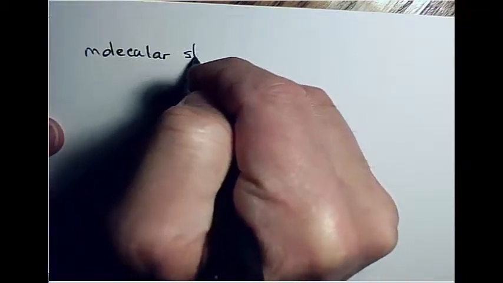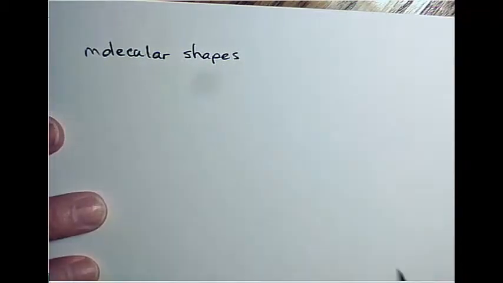So we've been learning about shapes, molecular shapes and bond shapes. And it's important that you understand there are two different things, okay? Molecular shapes are not the same thing as bond shapes.